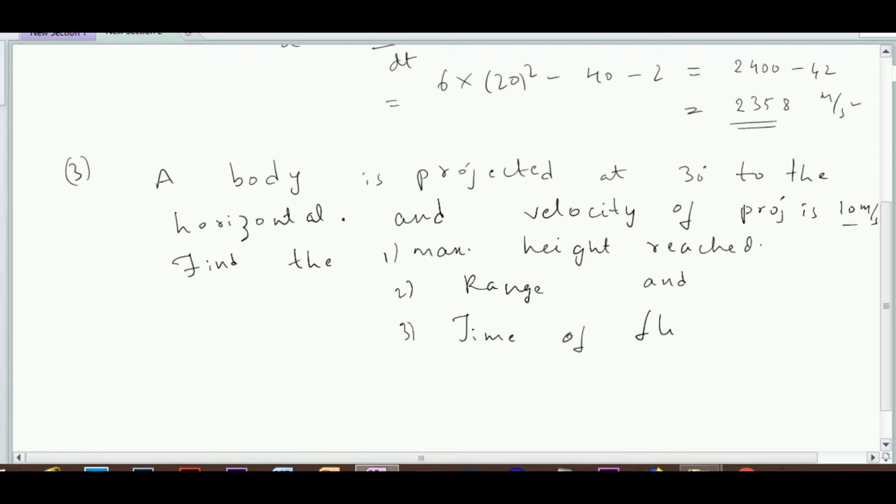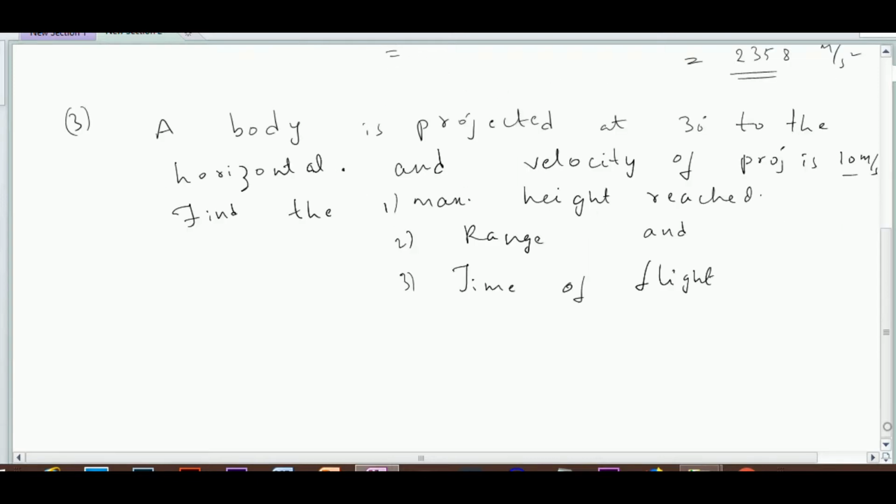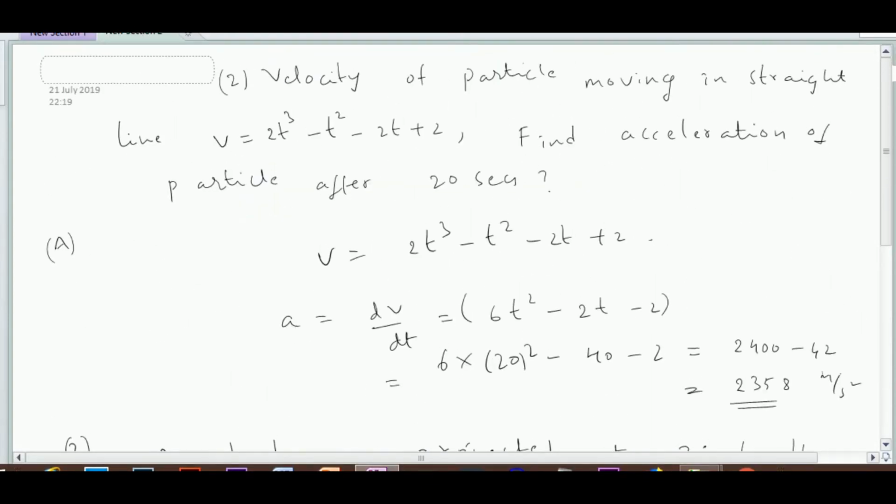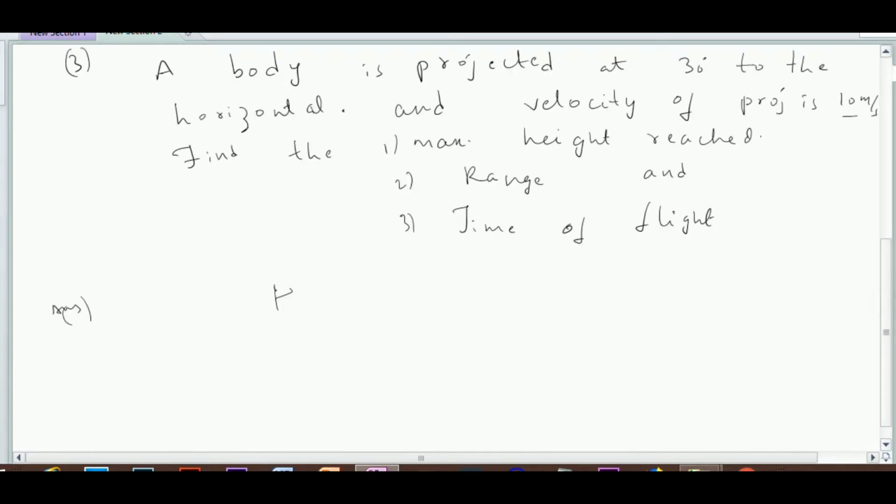What is time of flight? Time of ascent plus time of descent. If you remember all the formulas from the previous lecture and you have made a summary... If you did not make the summary in the previous class, please make a summary of the formulae which I have noted in the boxes. Those should be remembered for easy solving of the problems.